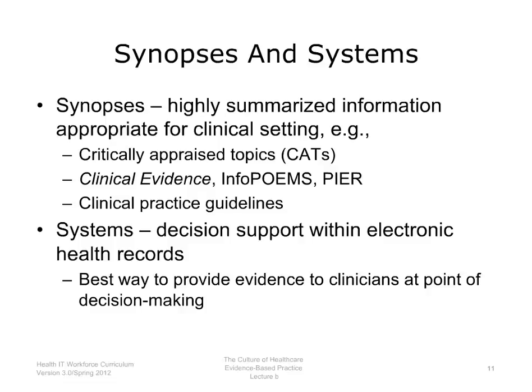The highest level in the hierarchy is systems, which are decision support systems within electronic health records. They are probably the best way to actually provide evidence to clinicians where they are actually making decisions. This is the highest level of knowing the context of patient care and providing the evidence to the clinician to use in providing clinical care.